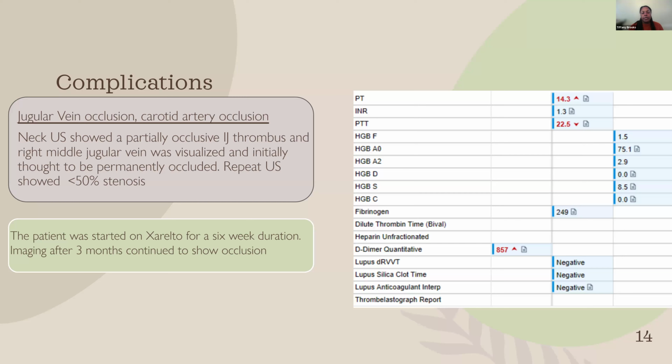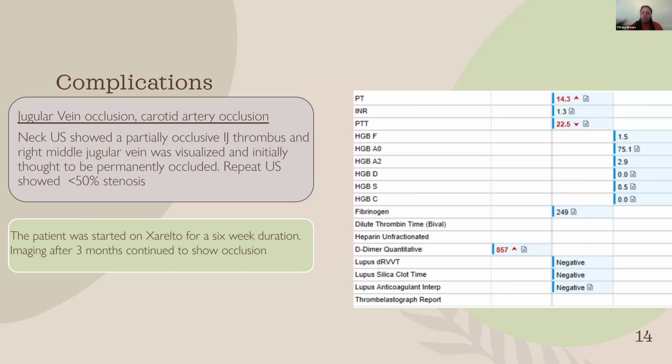So in terms of complications from her ECMO, she was found to have an occlusion of her right IJ, and it was initially thought that it would be permanently occluded. Repeat ultrasound did show that greater than 50% was stenosed. At that time, PT and PTT were elevated, and she was started on Xarelto.